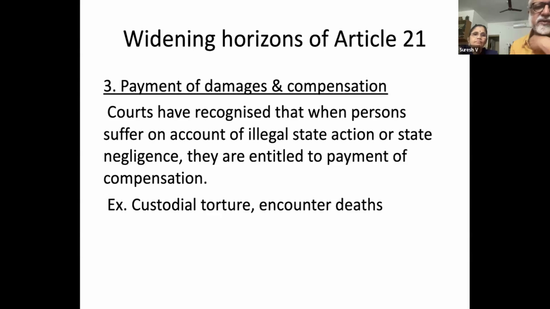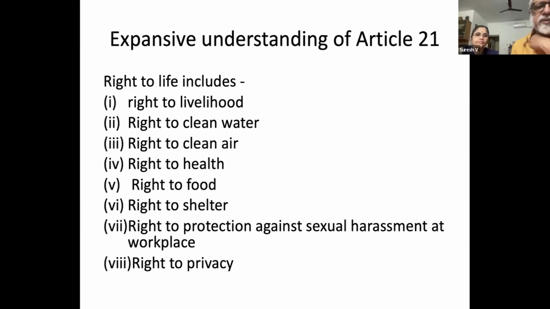Payment of damages and compensation. Courts have recognized that, Senthil, when you were asking earlier, when persons suffer on account of illegal state action, then they are entitled to payment of compensation. For example, in custodial torture or in encounter deaths, etc. Now, these things are recent. When you look at it in terms of constitutional history, compensation has come about only in the last 25 to 30 years.